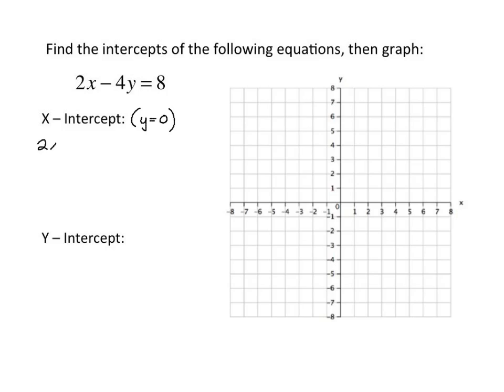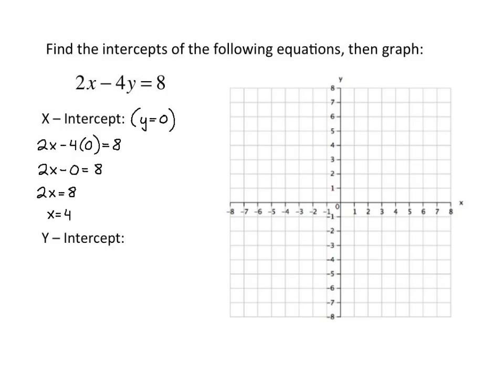So that's 2x minus 4 times 0 for our y equals 8. Now one of the nice things I notice is that 4 times 0 is simply 0, or in other words, this whole term here just becomes 0. So this literally just becomes 2x minus 0 equals 8. The minus 0 doesn't actually do anything, so I can simply jump to 2x equals 8. Or in other words, our x-intercept occurs at x equals 4 when I divide by 2.